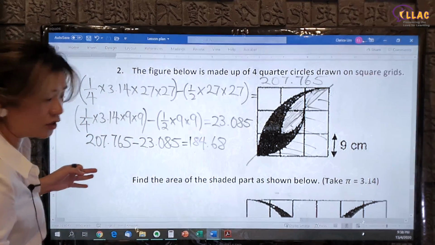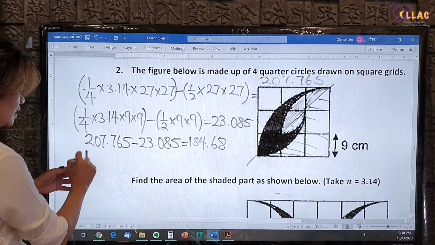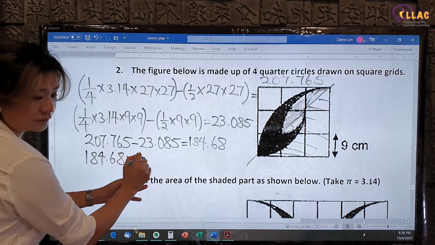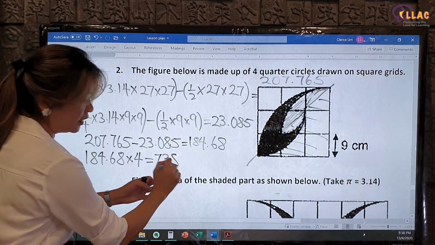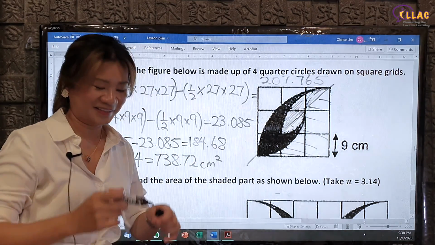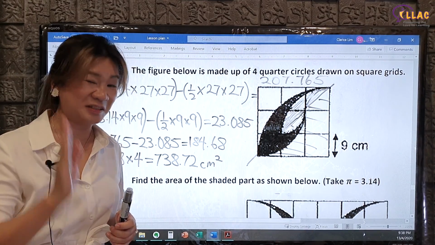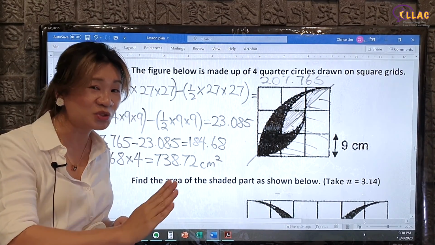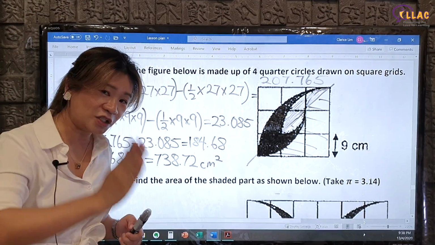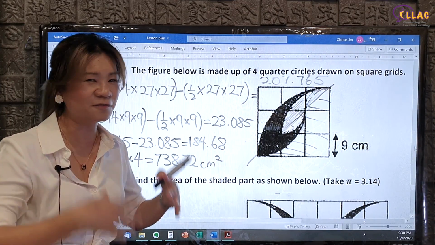Okay, then after that, in order to find the 4 parts, which is the whole question, right? You just need to take this times 4. And you get the answer 738.72 centimeters square. Okay, so with this question, I hope that you don't find circle questions difficult anymore because you can usually easily solve them by finding the triangle. Take away the triangle and you will be able to solve whether it's moustache or half the leaf or whichever.